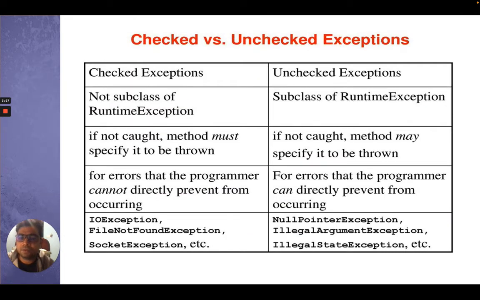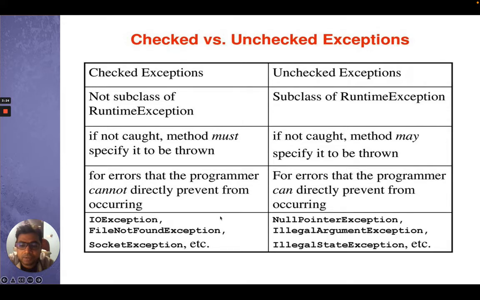So what are the differences? A checked exception is not a subclass of RuntimeException, whereas an unchecked exception is a subclass of RuntimeException. For an unchecked exception, if not caught, the method may specify it to be thrown. In case of a checked exception, if not caught, the method must specify it to be thrown. So for unchecked exceptions, it is not mandatory to throw. Checked is for errors that the programmer cannot directly prevent from occurring, and unchecked is for errors that the programmer can directly prevent from occurring.